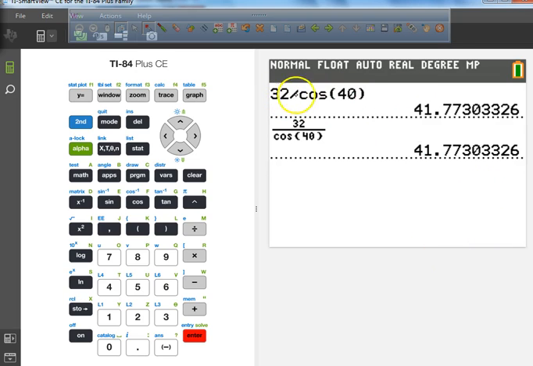Now, by the way, you guys see how you typed it in two different ways, right? And you get the exact same answer. Now, remember, this is not degrees. Did we use the inverse button? No. This is the length of the side. So 41.8 units is your answer.